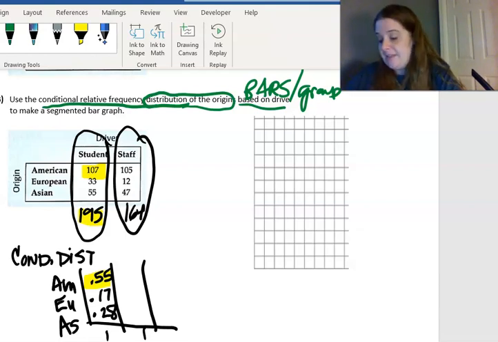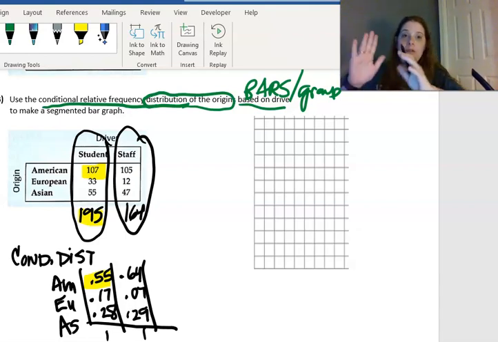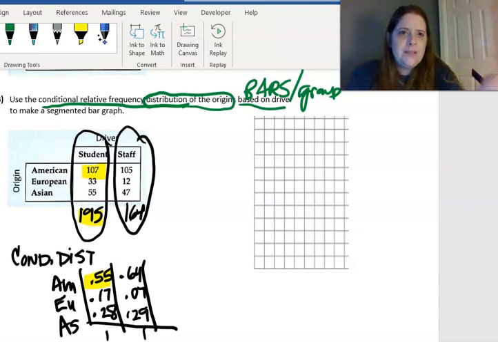I'm going to do the same thing with staff. 105 out of 164, that is about 64%. 12 out of 164, that is about 7%. And 47 out of 164, that is about 29%. All right, so those are my conditional distributions of the origins based on gender, or sorry, based on driver.